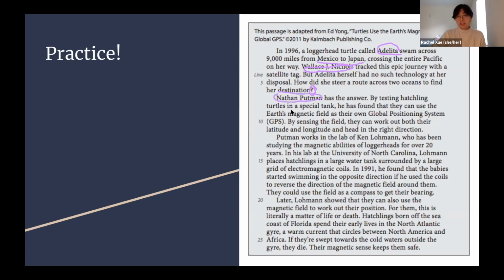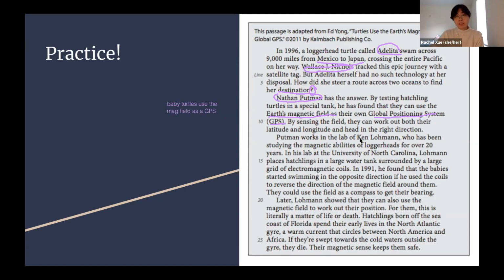By testing hatchling turtles in a special tank, he has found that they can use the Earth's magnetic field as their own global positioning system, or GPS. By sensing the field, they can work out both their latitude and longitude and head in the right direction. So I'm going to write on the side here a summary of what I just read. So I read that baby turtles use the Earth's magnetic field as a GPS. So I'm going to put that there, and then I'm going to keep reading.